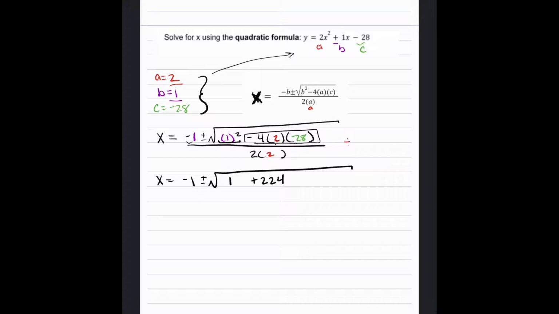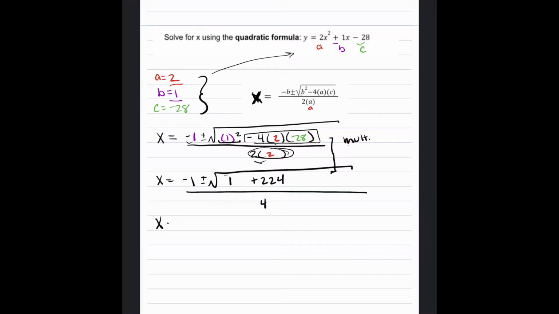Okay, and that's from multiplying. Feel free to write any notes you want to yourself. Again, if you need to pause it, slow down, do what you need to do. And then it's going to be over 2 times 2, which is just 4. So that 4 on the bottom comes from the 2 times 2 here, my 2a. My square root was all that stuff inside.